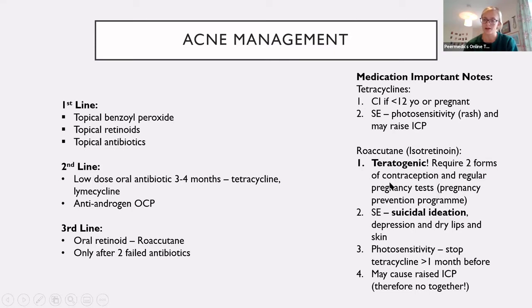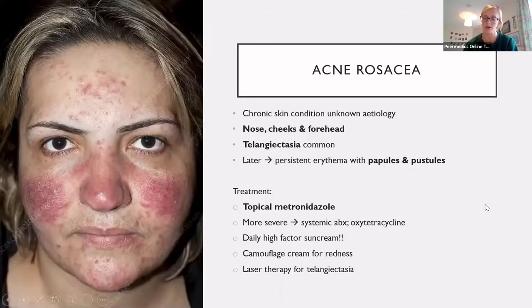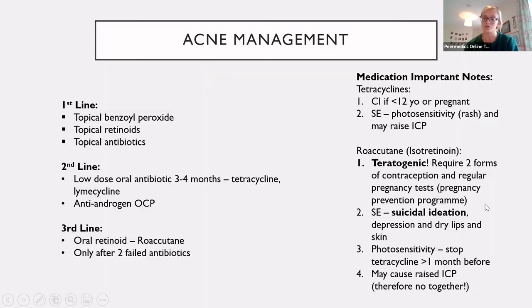Also to note, it's teratogenic. So they're all enrolled in a pregnancy prevention program in GP. And they need two forms of contraception, ideally. So that would be something like the pill and condoms. Note the progesterone only pill on its own or condoms on its own aren't seen as effective enough for this, so they would need to be together. Something like the coil would be okay on its own because it's slightly more effective. They also need to take regular pregnancy tests throughout as well, so it is quite a big commitment.